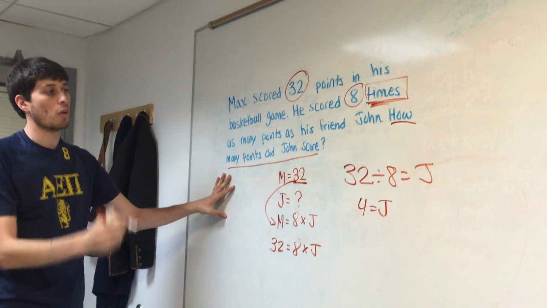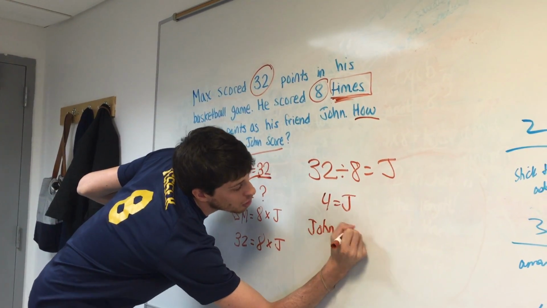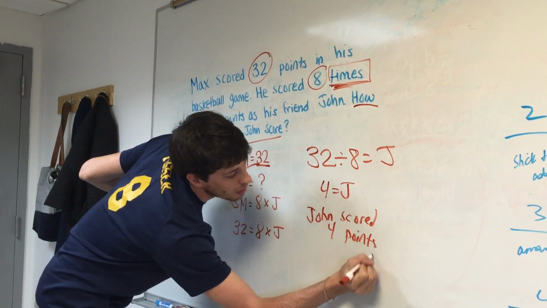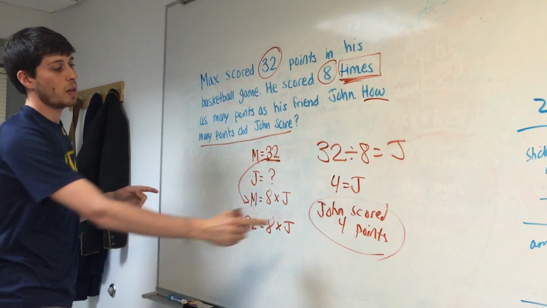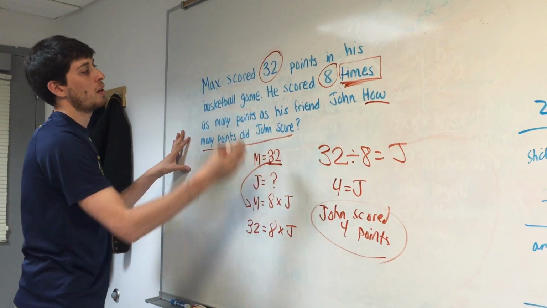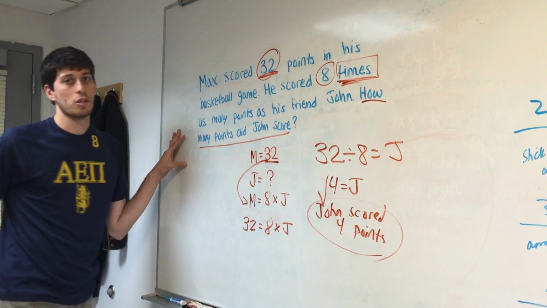So Max had to score more. So now I can write it in a complete sentence. John scored 4 points. And now I can go back and double check. If John scored 4 points and Max scored 8 times as many, Max would have to score 32, so I double check and I know that that is the correct answer.